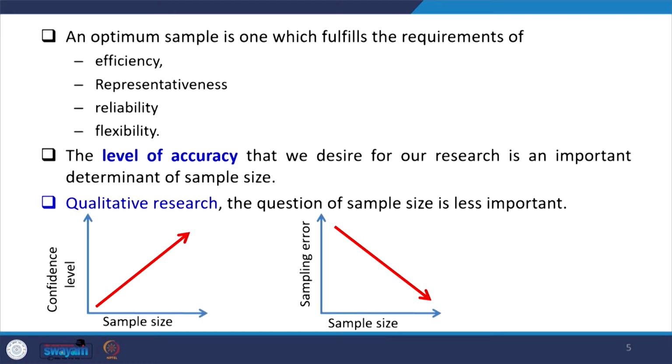An optimum sample is one which fulfills the requirements of efficiency, representativeness, reliability and flexibility. So, efficiency and other things we are going to discuss now. The level of accuracy that we desire for our research is an important determinant of sample size. So, a higher level of accuracy gives better results.